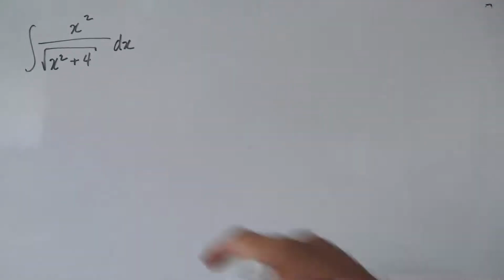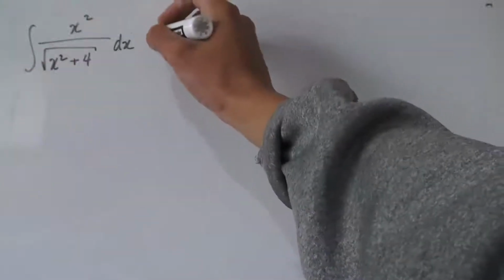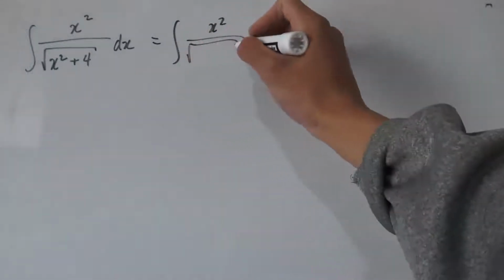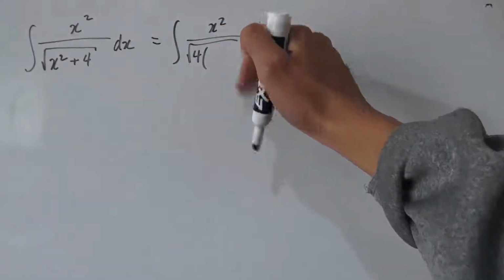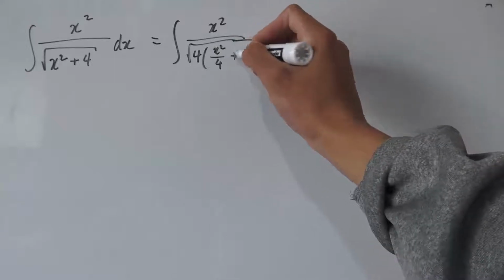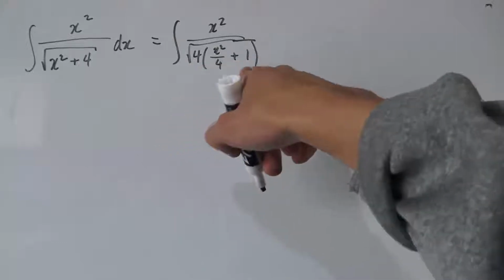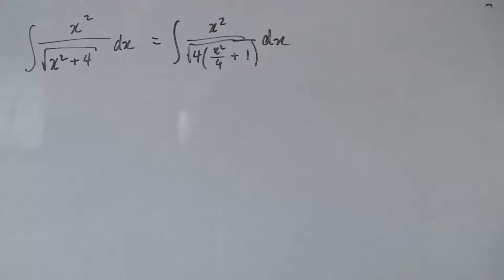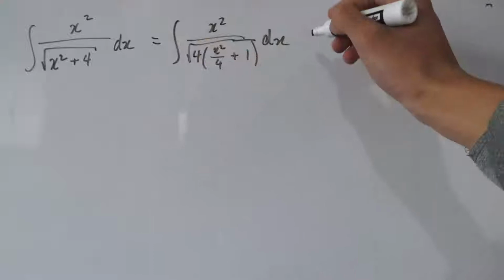So let's take 4 out as a common factor. This is nothing but the integral of x squared over the square root of, and we take 4 out, and inside we have x squared over 4, and then plus 1. If you distribute this, you get x squared, and then 4 comes in, so you get 4. So these two integrals are equivalent, and the square root of 4 just becomes 2, so we can bring that out the front.